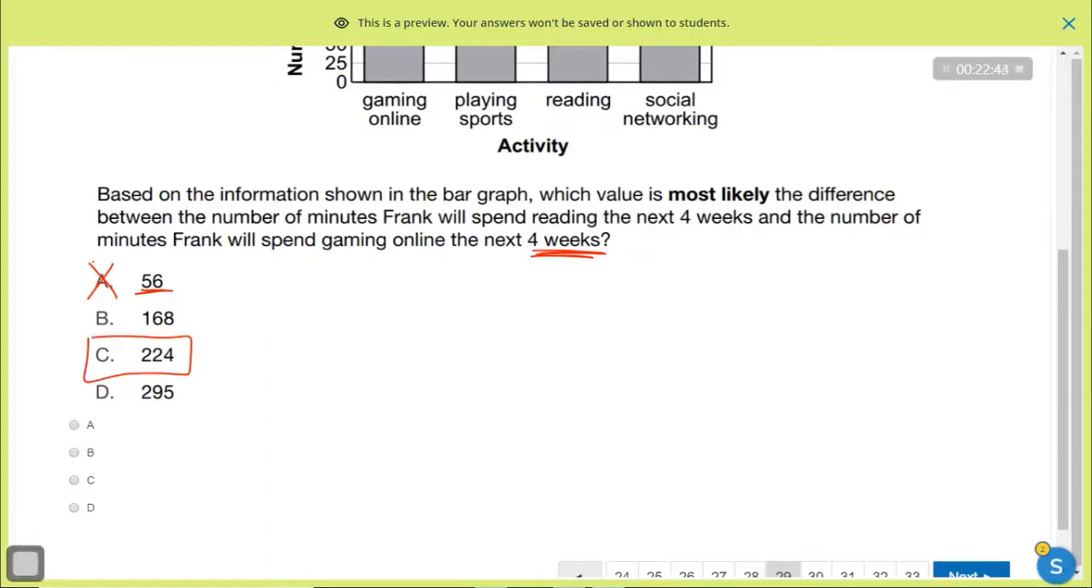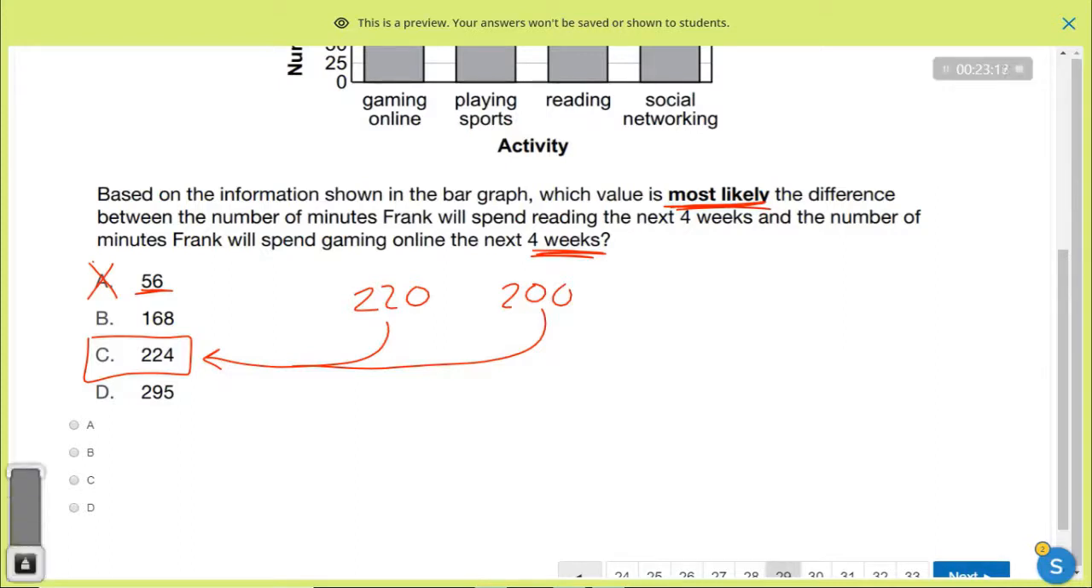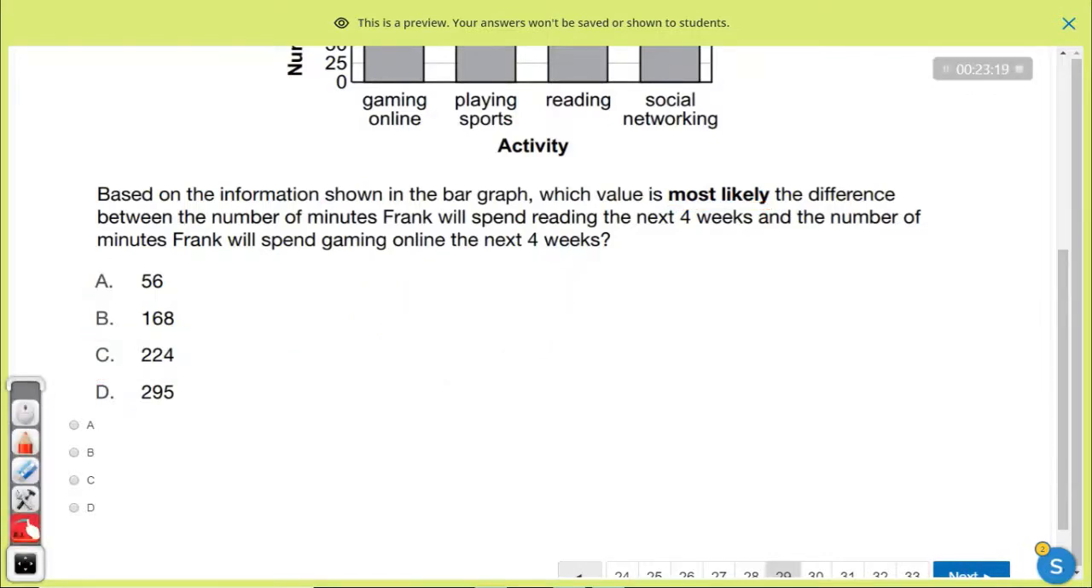Now, if you estimated 120 instead, and you did 175 minus 120, and you got a difference of 55 and multiplied that by 4, you would have gotten 220, and that's close enough to this value. So with any estimate of about 125 or so, even if you used 125, you would have ended up with 200 for your estimate, and still 224 is the closest to that. They most likely know you cannot get the exact value of gaming online in minutes because they didn't put it right at one of our exact values. All right, let's take a look at the next question.